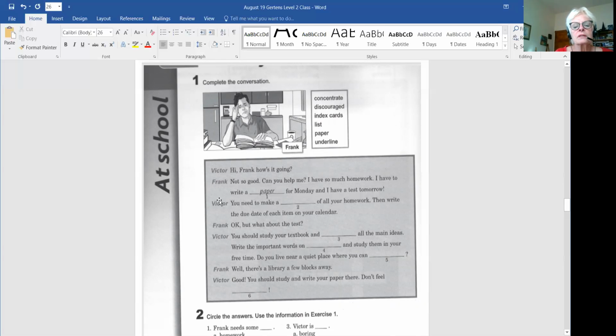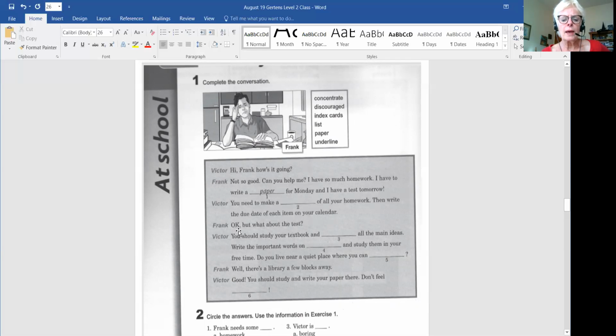So Victor says, "You need to make a blank of all your homework. Then write the due date of each item on your calendar." You need to make a what? What's the answer there? That's right. We chose list, L-I-S-T. You need to make a list of all your homework, then write the due date of each item on your calendar.